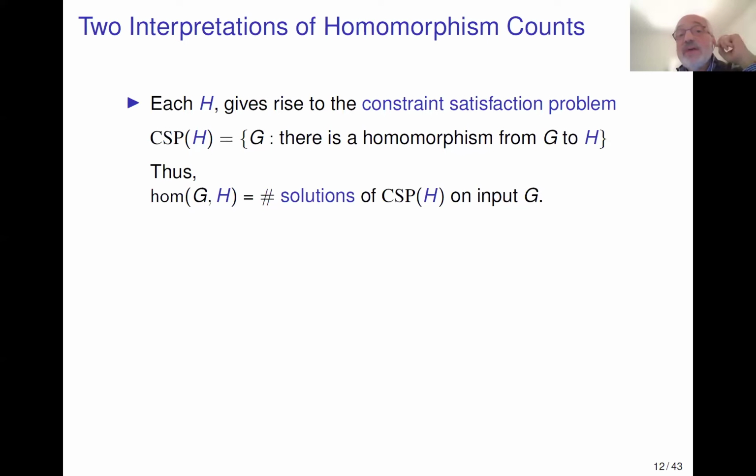Fix your favorite graph H. Every graph H gives rise to a decision problem, which is known as the constraint satisfaction problem. And we will denote this by CSP(H), for the constraint satisfaction problem determined by H. The input is a graph G. And the question is, is there a homomorphism from G to H? This way, the number of homomorphisms from G to H is the number of solutions to the CSP problem arising from H. Now I'm going to look at the same quantity, but from a different perspective, and we'll give a different interpretation of this quantity.